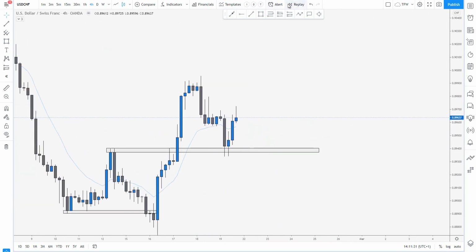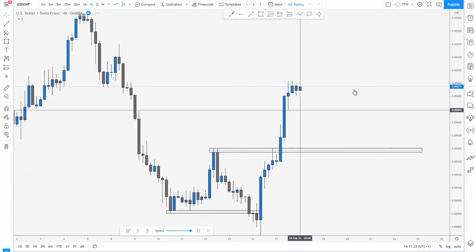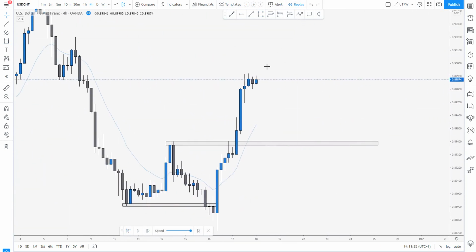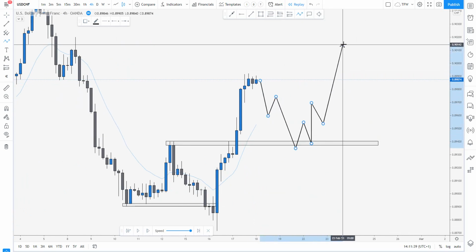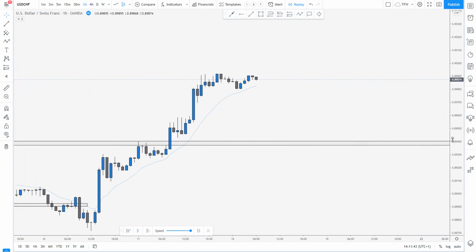But let's say the market was up here. So we have a higher high. So our expectations are for the market to pull back, to tap into this area, to change structure, and then to potentially push up. So what I can do is I can drop to the hourly time frame.